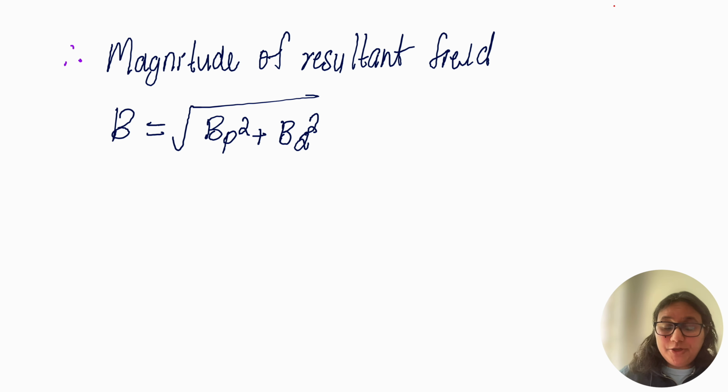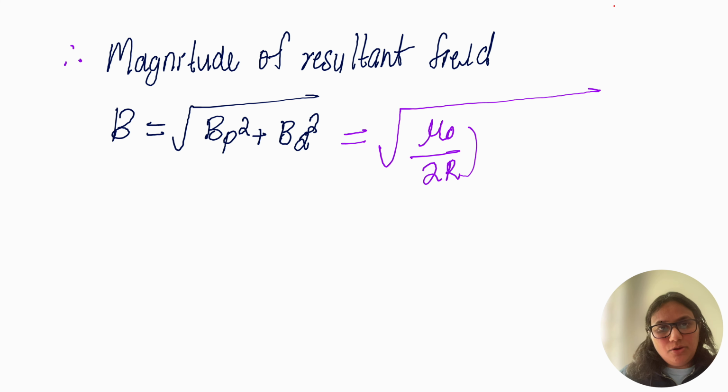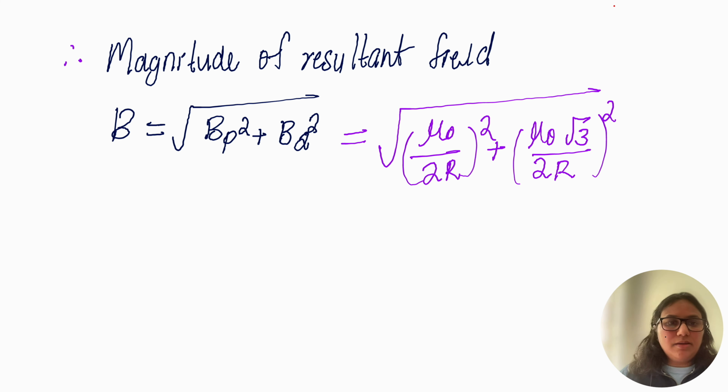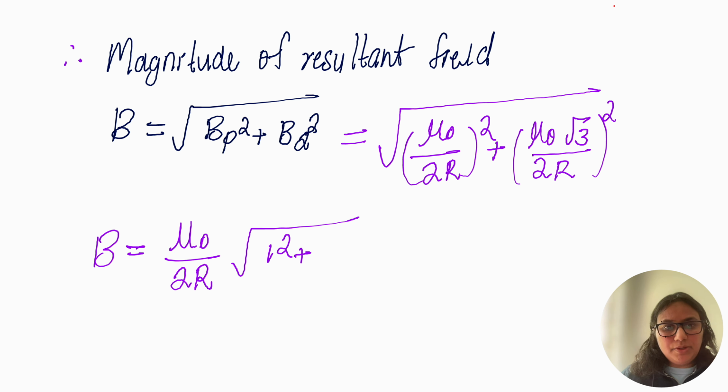Therefore, the magnitude of the resultant field B is equal to the root of BP square plus BQ square, which is equal to mu naught divided by 2R whole square plus mu naught root 3 divided by 2R whole square. Taking mu naught by 2R as a common factor, we get the square root of 1 square plus root 3 whole square.